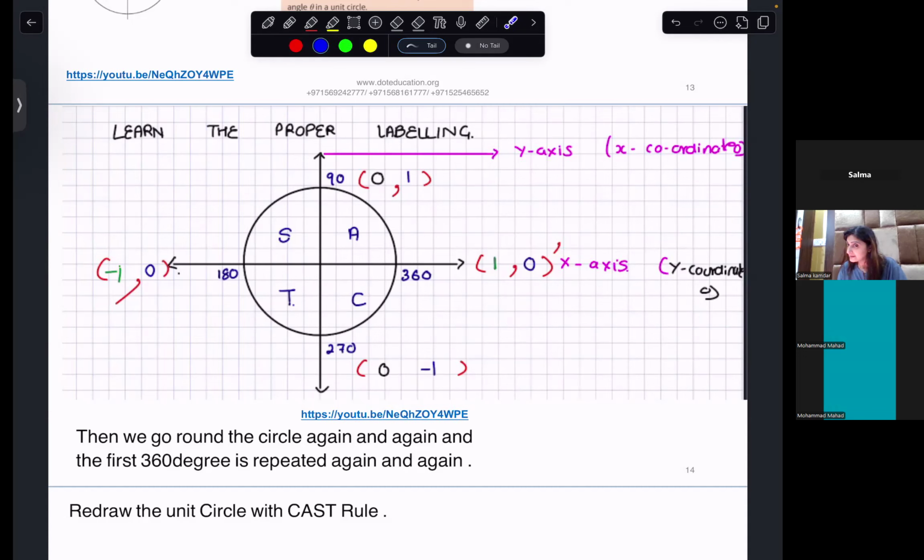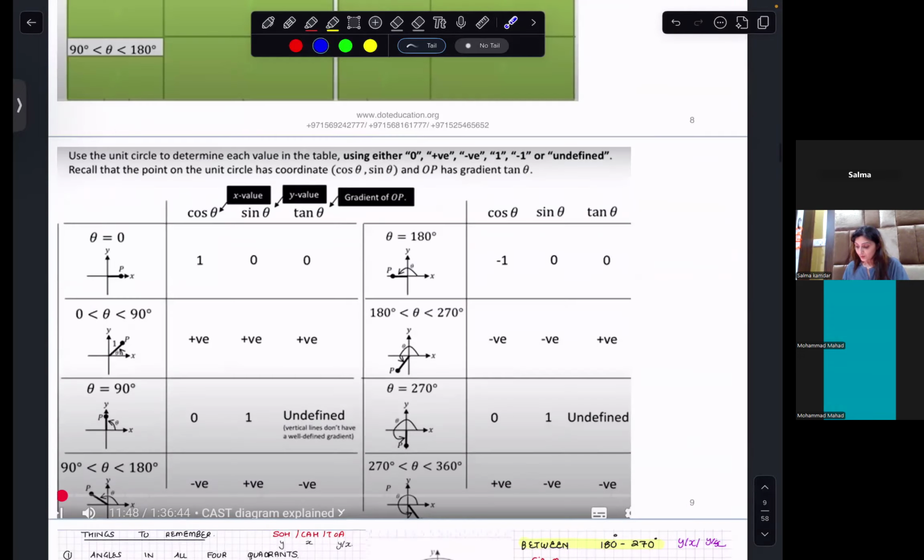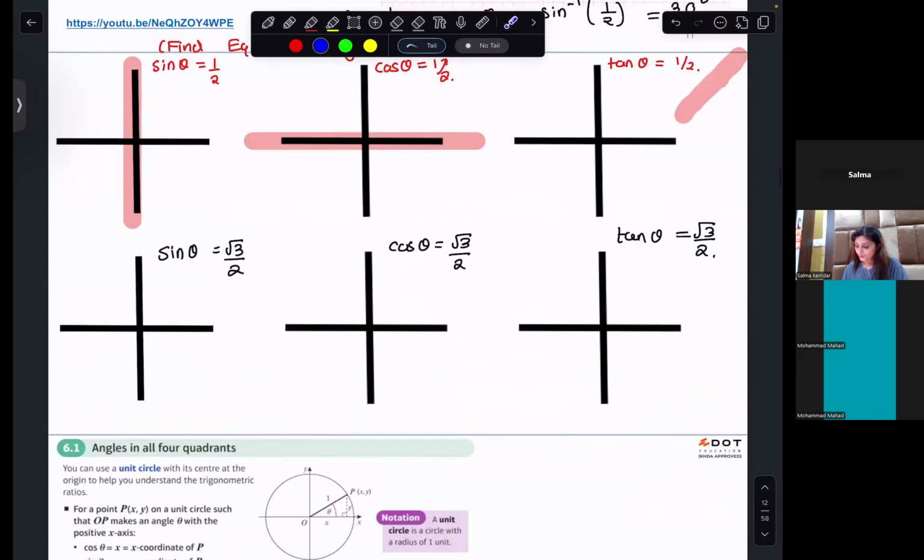Come on this axis. This axis is going to be x equal to 0, and the up part is going to be positive 1 and the down part is going to be negative 1. So y would be 1 and minus 1. On the x axis, the y coordinate is 0. On the y axis, the x coordinate is 0. Makes sense. Now we have learnt all the labelings we need to know.